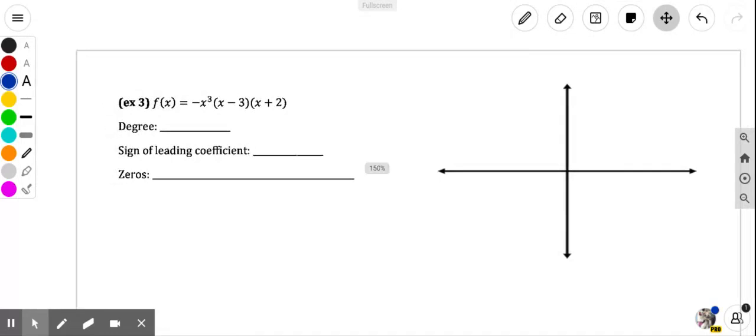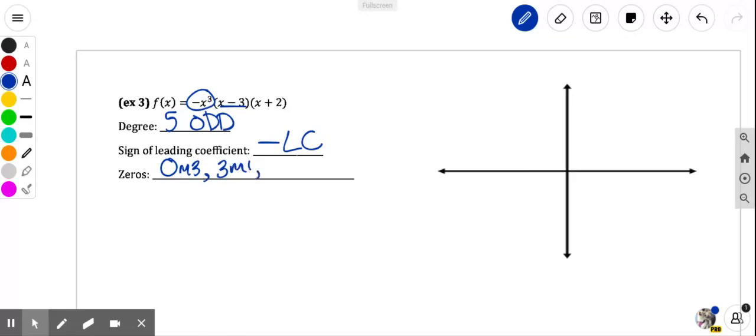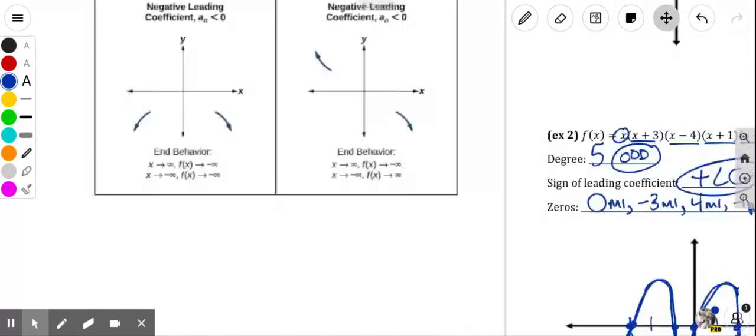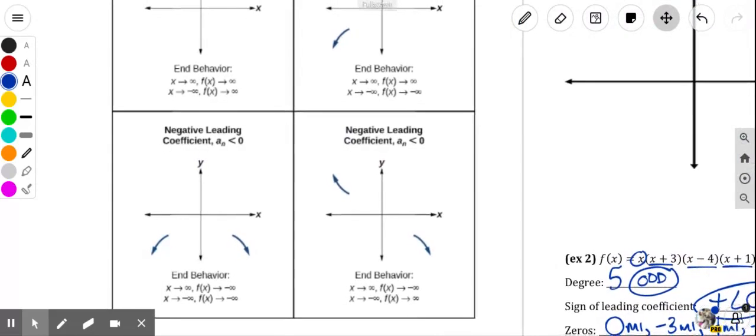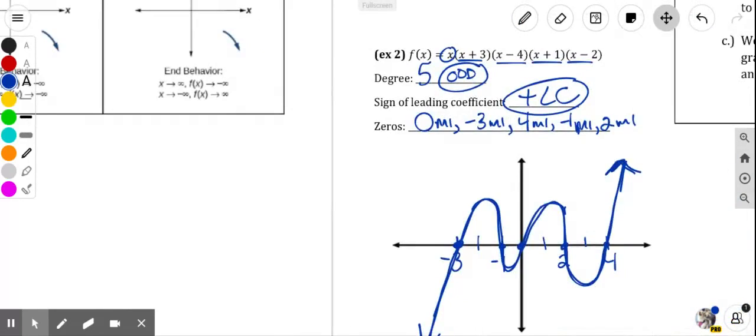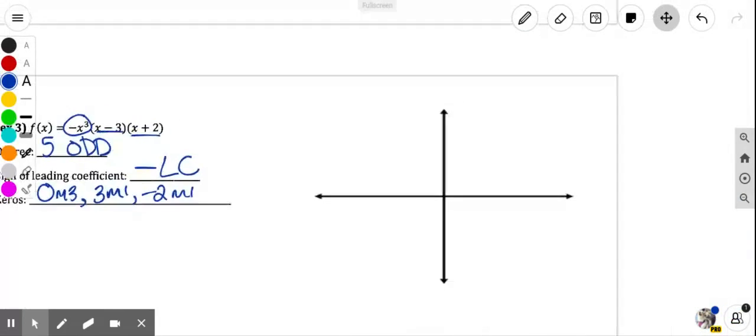Okay, so for this one, for the degree, we have 3, 1, and 1. This is a degree of 5, which is odd. Sign of leading coefficient. Look in the front. That's a negative leading coefficient. And let's do our zeros. So our zeros here, this one is a 0 of 0, multiplicity 3. This one is 3, multiplicity 1. This one is negative 2, multiplicity 1. So odd negative, again, if you reference this chart over here, odd negative, left side's up, right side's down, like in this bottom right. So let's draw in our zeros.